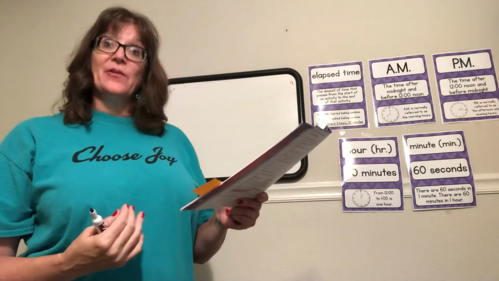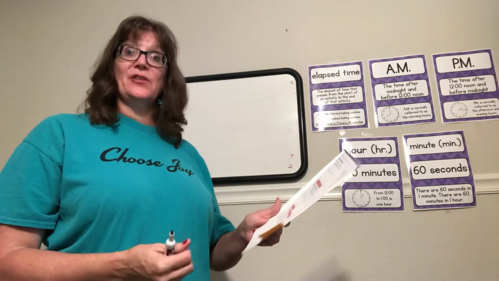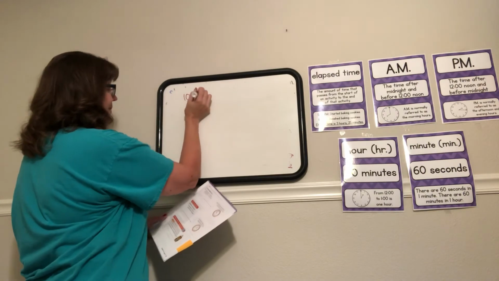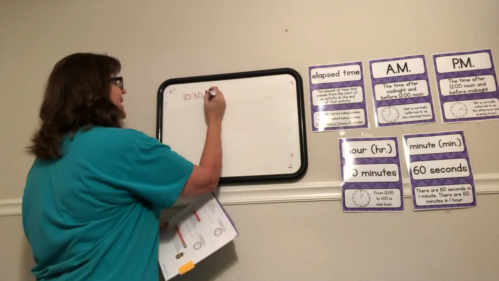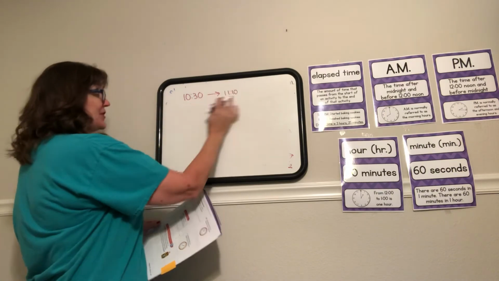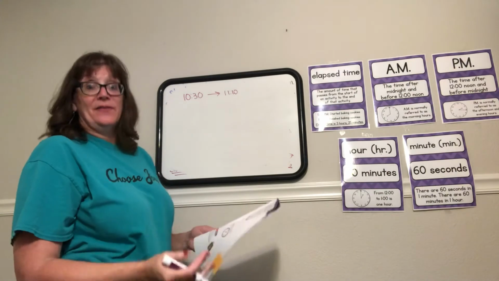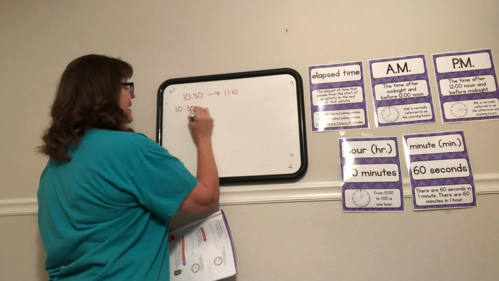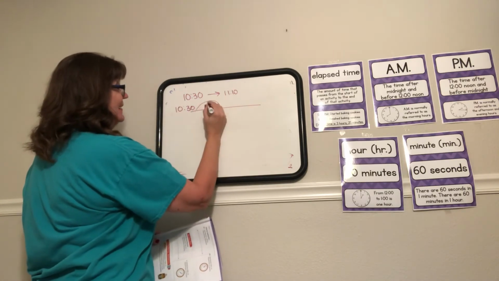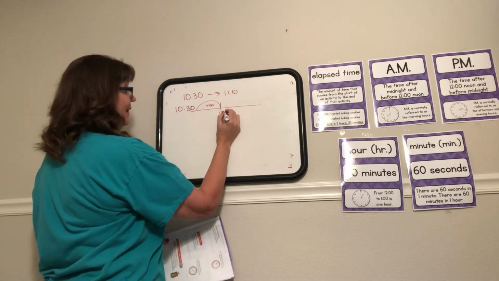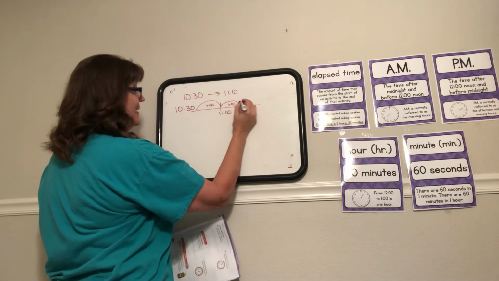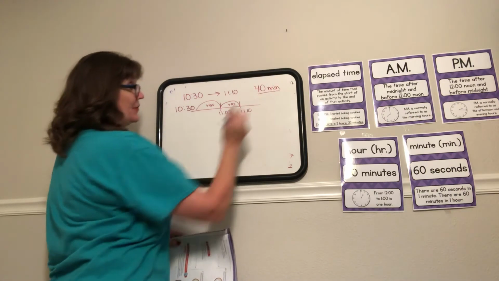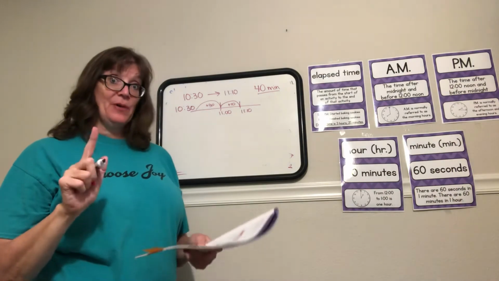So this is a two-part story problem. I have to first figure out how long Susie fished because she fished for the same amount of time as James. So it says Susie began at 10:30 and she fished until 11:10. So I first have to figure out the elapsed time. The elapsed time is not given to me. So I can use the number line. I start at 10:30. If I add 30 minutes, it takes me to 11 o'clock. I add another 10, and it takes me to 11:10. So Susie fished for 40 minutes.